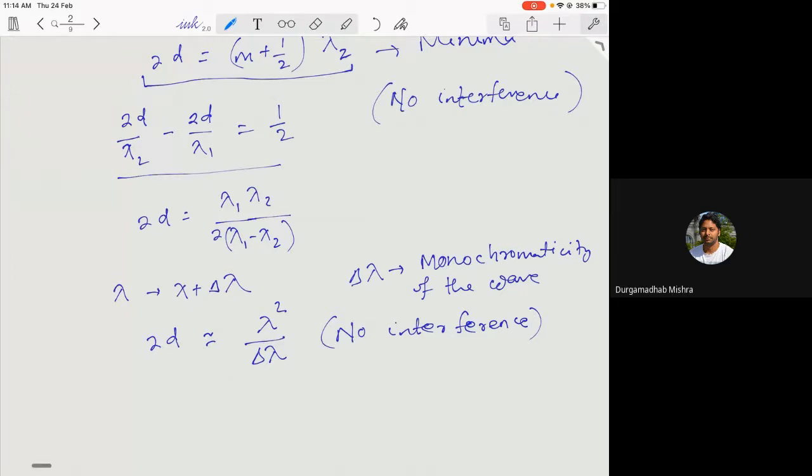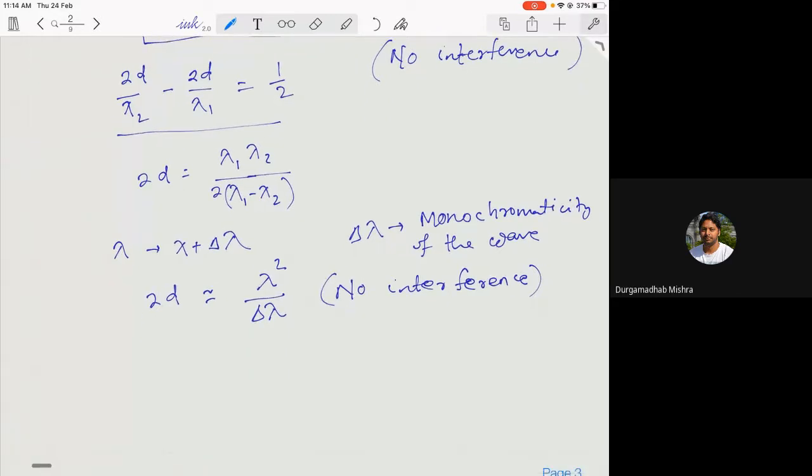This D that we are talking about is the distance between the slits. What we saw earlier is that this 2D should be of the order of your coherence length L. If it is more than that, then there will also be no interference fringes.